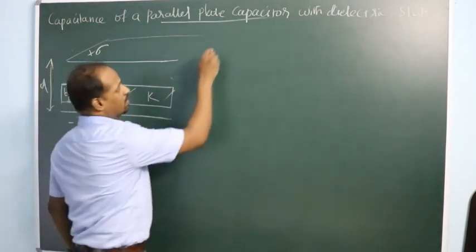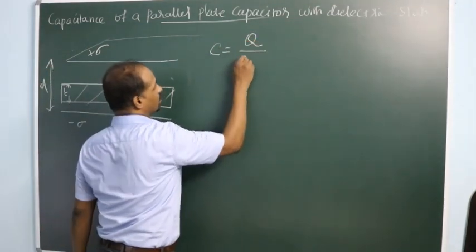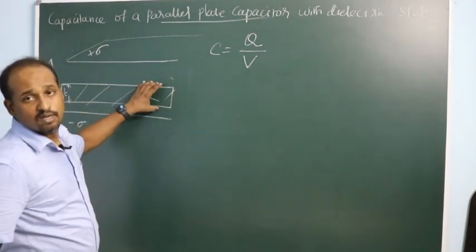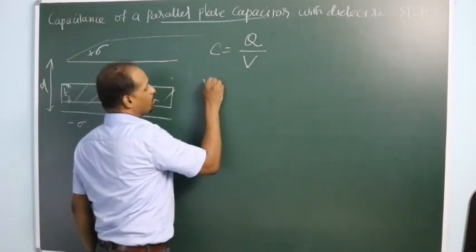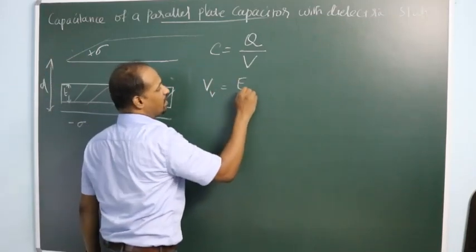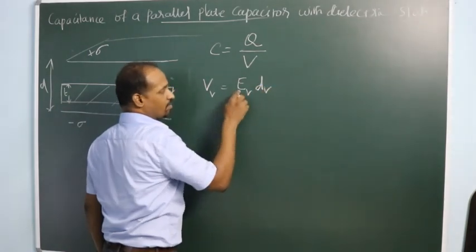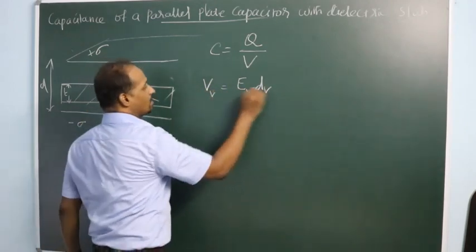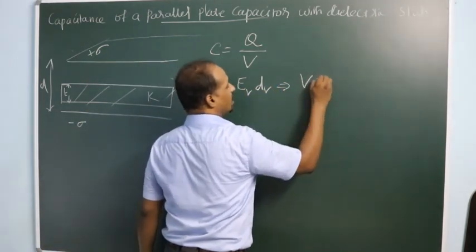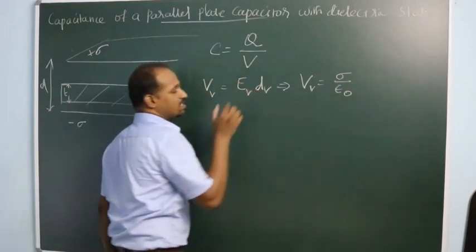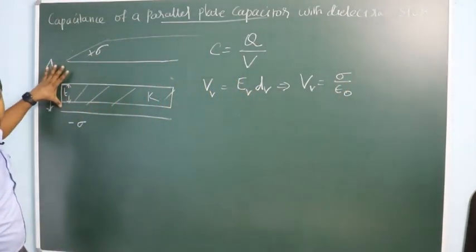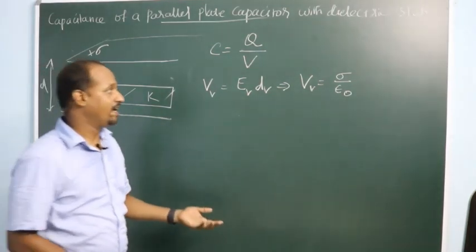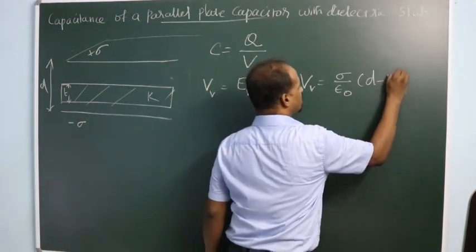We know that, as usual, the capacitance is the total charge built up divided by the total potential, and here the potential is due to the vacuum as well as the medium. So the vacuum contribution of the potential is the electric field in vacuum into the distance of the vacuum. Because the electric field is constant, you don't need to integrate it, just electric field into distance. That means the vacuum contribution is sigma by epsilon naught into the distance of the vacuum. The total distance of separation is d, of which t is occupied by the dielectric, and the remaining distance of the vacuum is d minus t. So it is going to be d minus t.